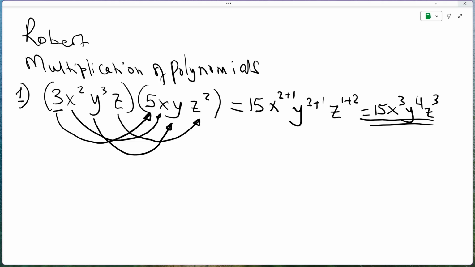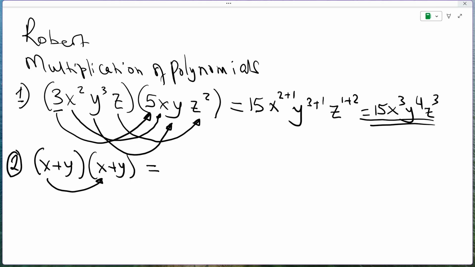Let's try example number 2. Here we are given two simple polynomials, and they are similar. Again, each element in the first polynomial has to be multiplied by all the other elements. So we start off with the first one. x multiplied by x will be x to the power 1 plus 1.